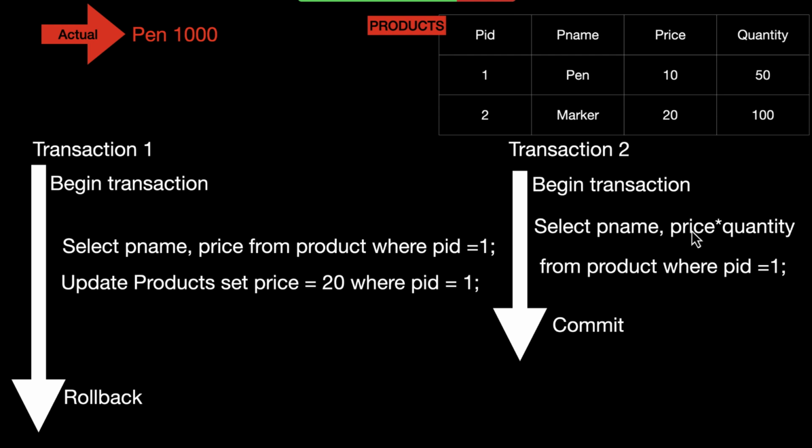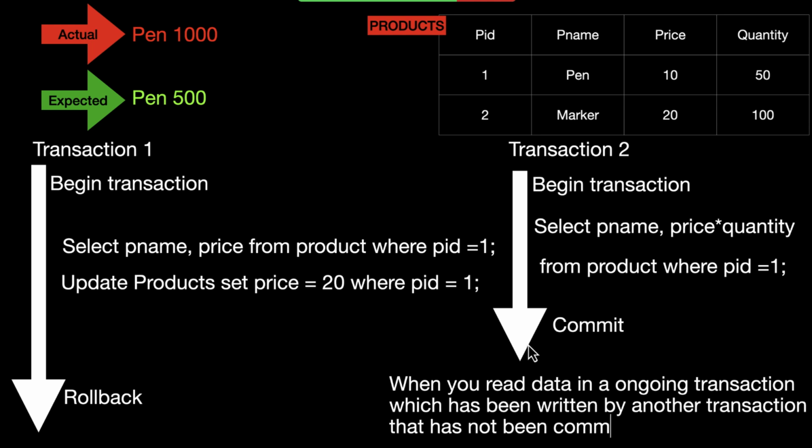Now this price here is basically a dirty read. We have read the dirty data because transaction 1 has been rolled back. So what should we expect? We should expect pen 500, but we got 1000 because of the dirty read done by transaction 1, and transaction 2 was reading uncommitted data because it did roll back the changes. So when it modified that particular data, we read it.